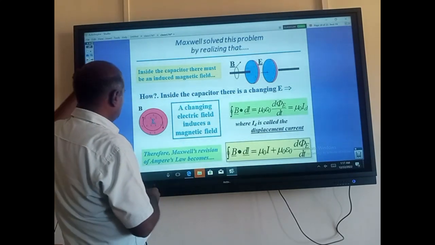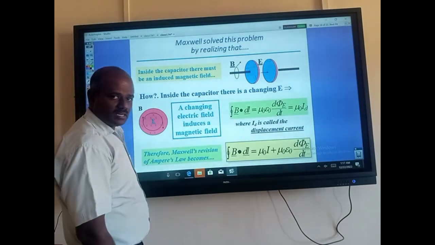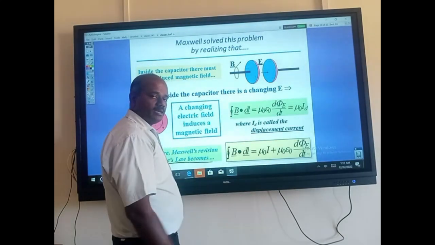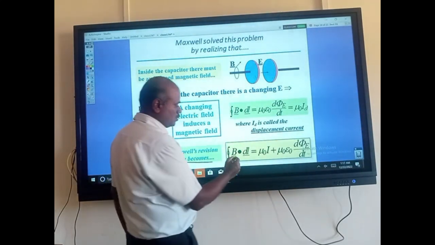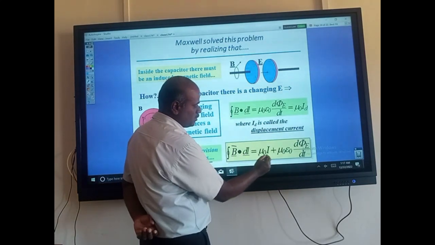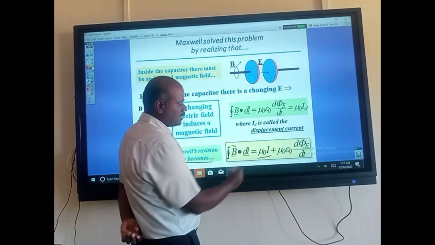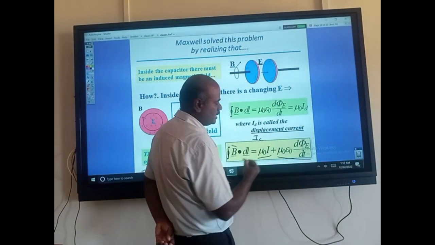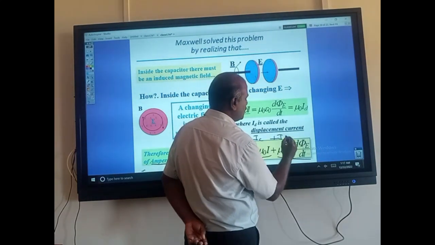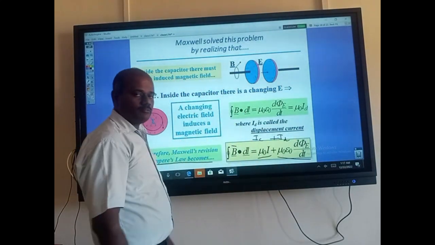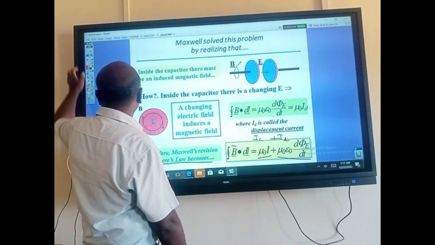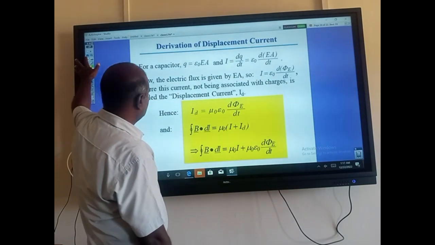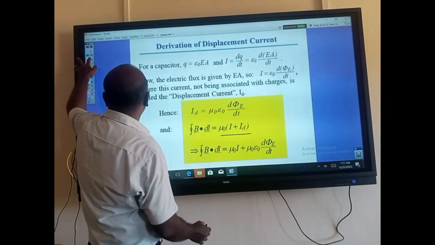So this is Maxwell's revision of Ampere's law. We modified Ampere's law into the modified Ampere's law, or Maxwell-Ampere law: the closed integral of B vector dot dl equals mu naught I, which is due to conduction current I_C, plus mu naught epsilon naught d phi_E by dt, which is due to displacement current I_D. Now we have two types of current flow: conduction current and displacement current. This is the equation where we get both. How are we getting this?